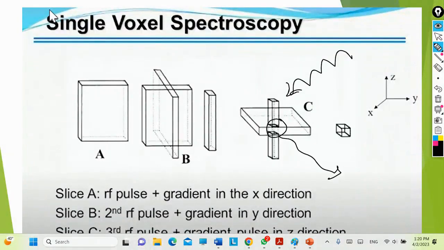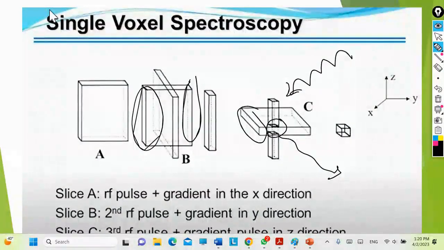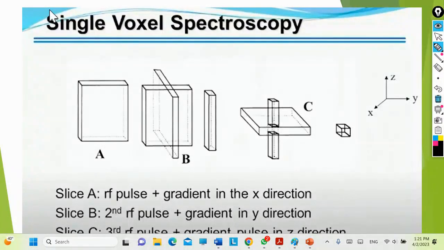But what happens to the others? Once you apply the 90-degree pulse and the 180-degree pulse, all the protons in the remaining slices will undergo relaxation. You won't get any signal from them at all. You need to apply 180 to rephase and collect the protons again to give you a signal. So now you are focused on where your signal came from, all from one single box.